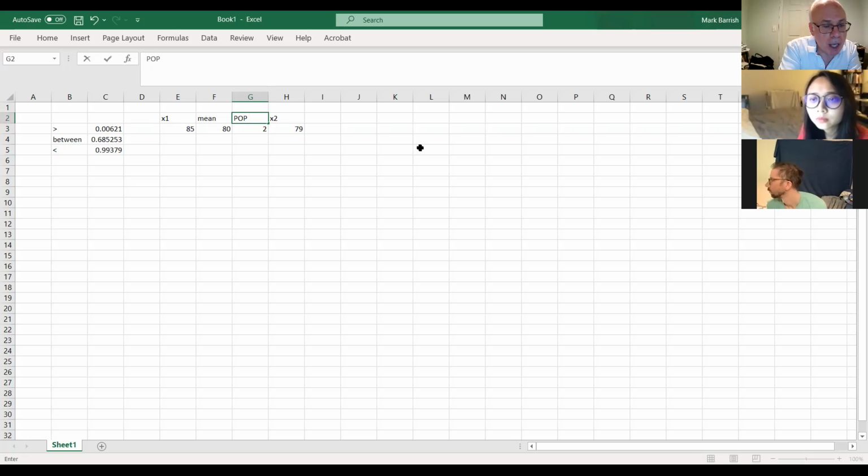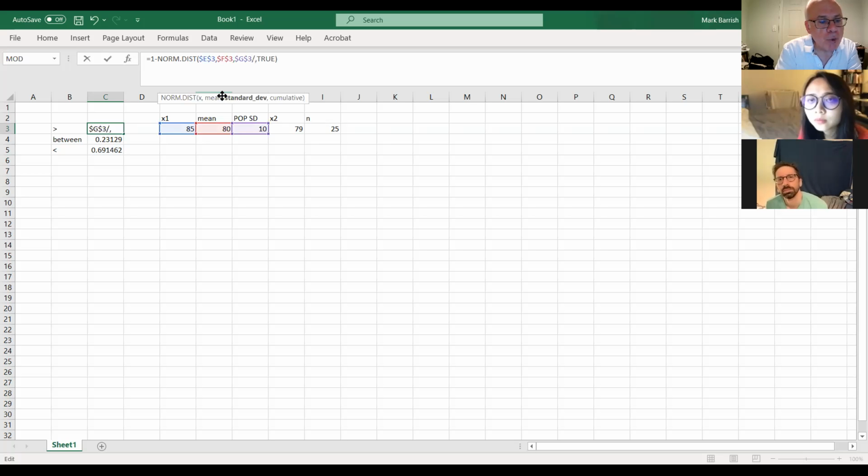Population SD, standard deviation. So we're going to put 10 in here. It's going to change the numbers here, by the way, so don't freak out. Don't get upset. And then we're going to put N here as our sample size, and we're going to put 25 here, right? All right, so we're going to change each of these formulas, and then for the E3, F3, for the G3 here, it would be G3 divided by square root.